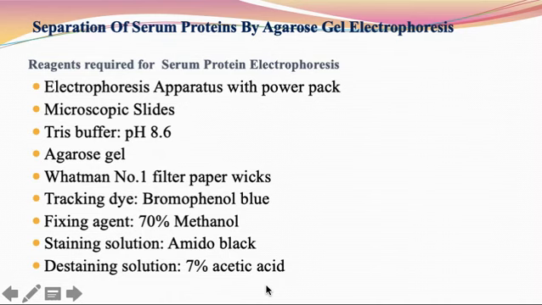Next, coming to the separation of serum proteins by agarose gel electrophoresis. Reagents required for serum protein electrophoresis are: electrophoresis apparatus with power pack, microscopic slides, Tris buffer at pH 8.6, agarose powder, Whatman number 1 filter paper wicks, and bromophenol blue used as tracking dye. The fixating agent is 70% methanol. Amido black is used for staining.